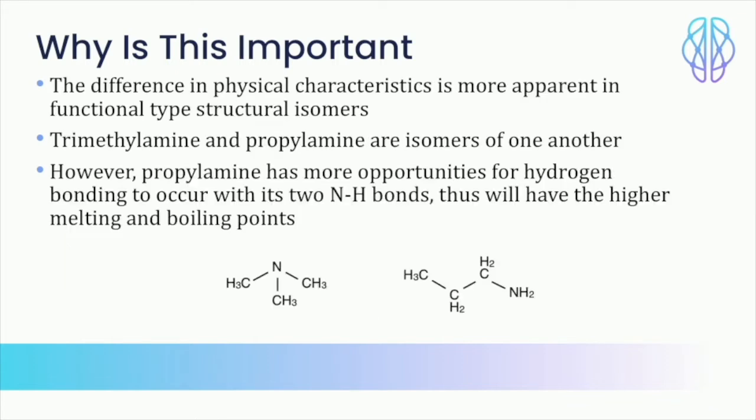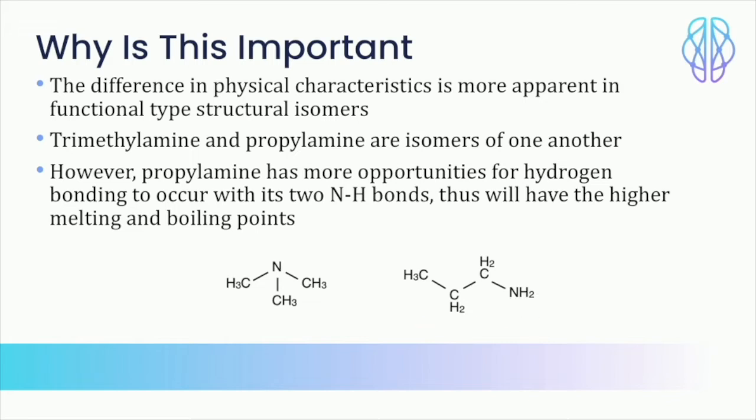Again, these differences between structural isomers aren't just limited to branched versus linear. We also learned two other types: positional structural isomers and functional structural isomers. These differences in physical characteristics are actually more apparent in the positional and functional types of structural isomers. And to show you this, I've actually got two molecules here. On the left-hand side, I have trimethylamine, and on the right-hand side, I have propylamine.